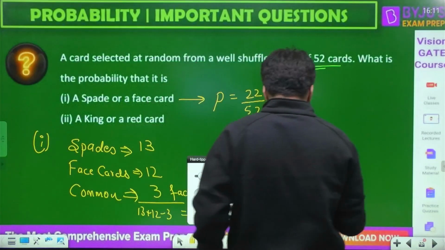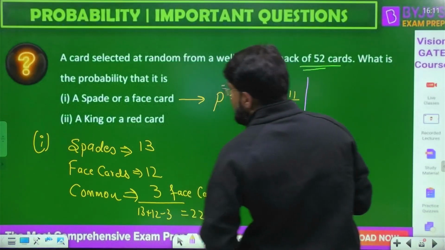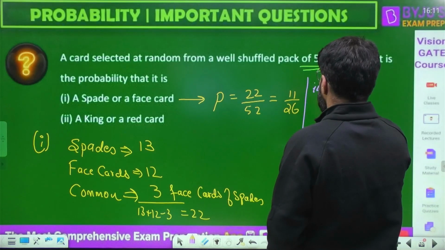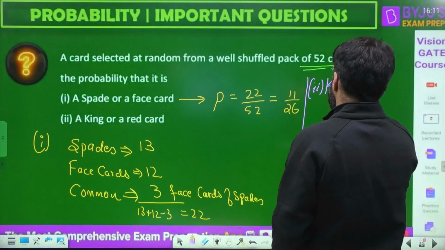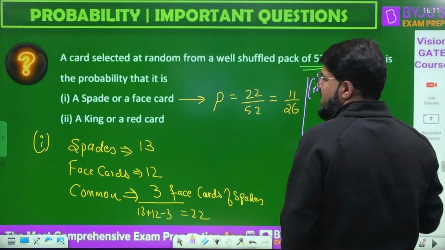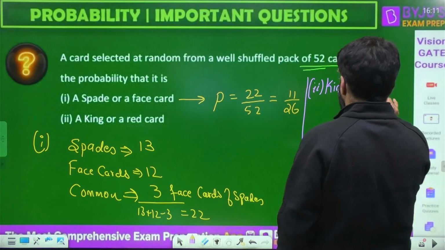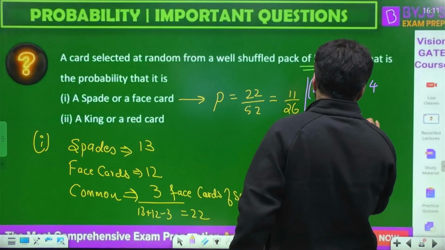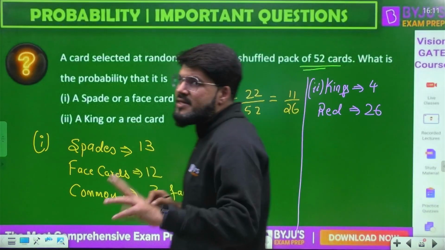On similar lines, let us solve the second one here. We have a king or a red card. So starting here, how many kings are there? Of course, there are 4 kings, 1 in every suit. Then how many red cards are there? There are a total of 26 red cards, 2 suits, hearts and diamonds.